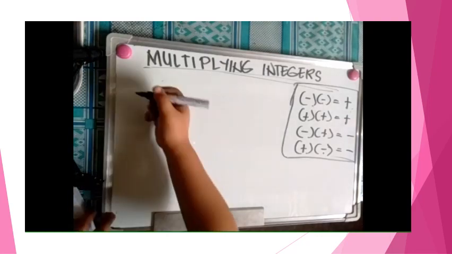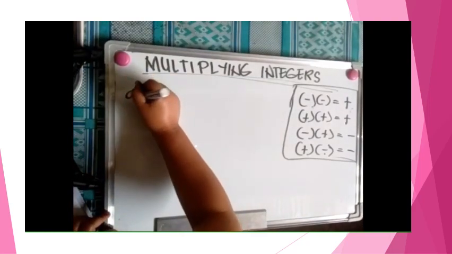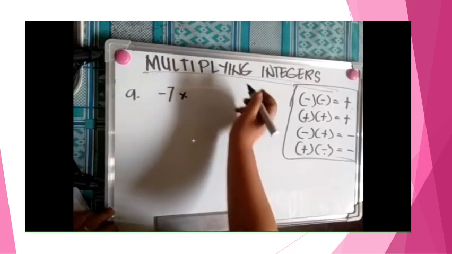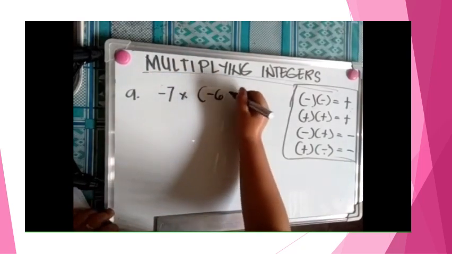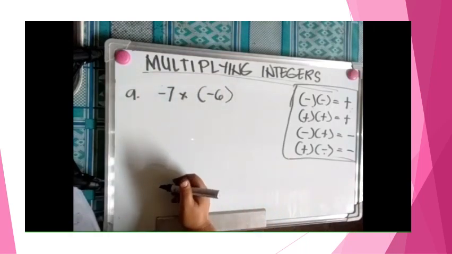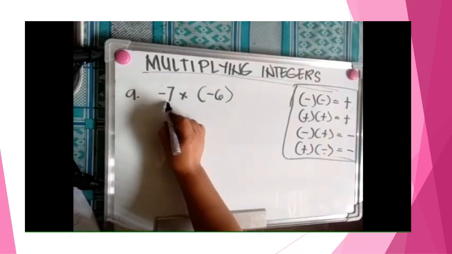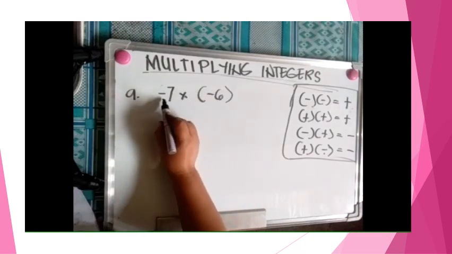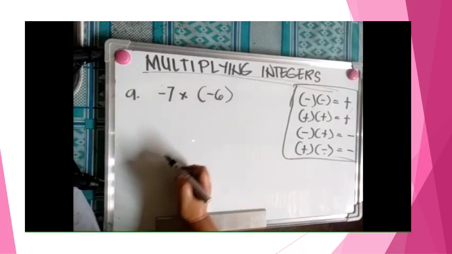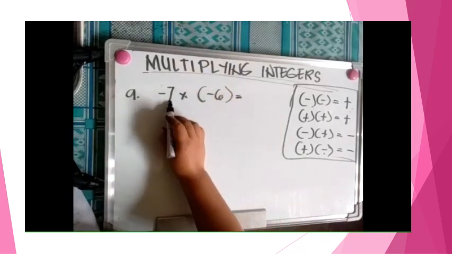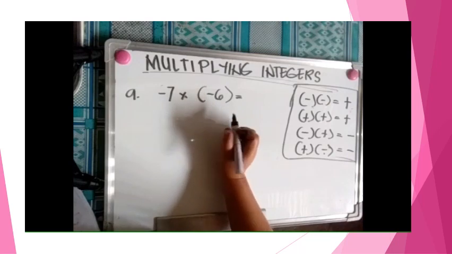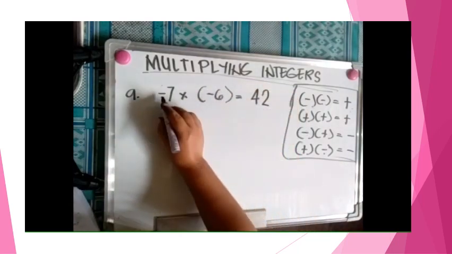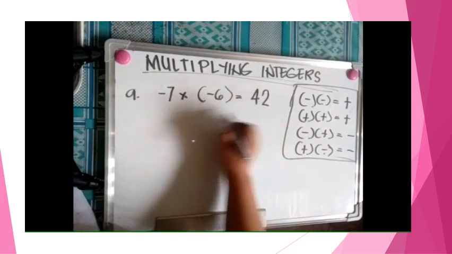Let's have another example. Letter A. Negative 7 times negative 6. So, what is negative 7 times negative 6? If they have the same sign, their product becomes positive. Okay? 7 times 6 is equal to 42. What is the sign? Negative times negative is positive.